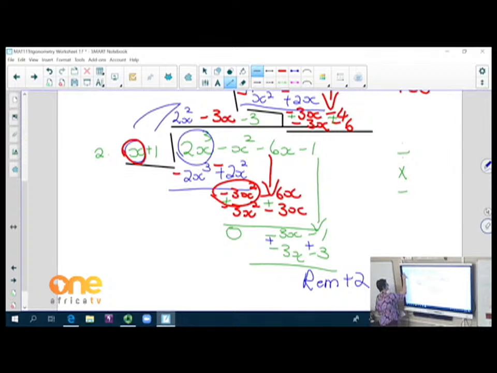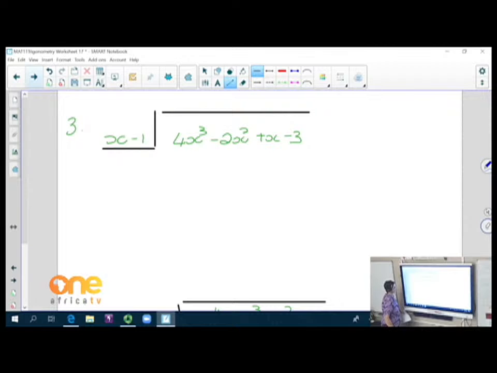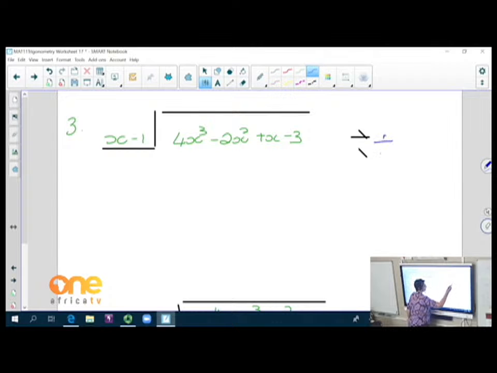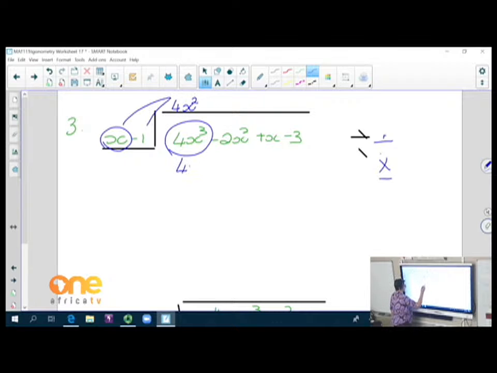Right. Number 3. Divide, multiply, subtract. How many times will x divide into 4x to the power of 3 times? 4x squared. Multiply with each one. So then it is 4x to the power of 3 minus 4x squared.